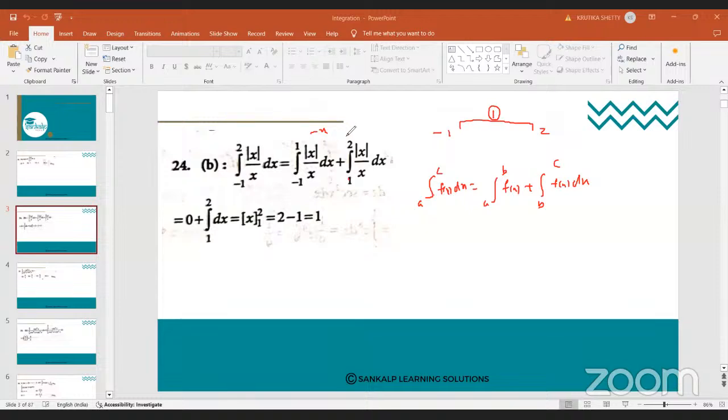So the integral of this will be what? Minus x. Okay, it will be minus x. Similarly, mod x upon x, here we will consider it as positive. So the answer will be x.